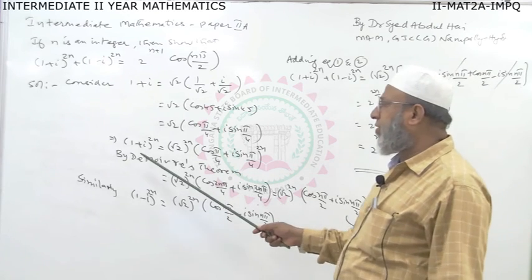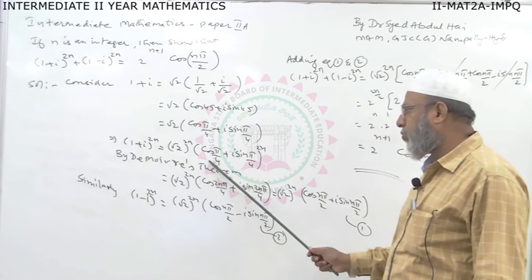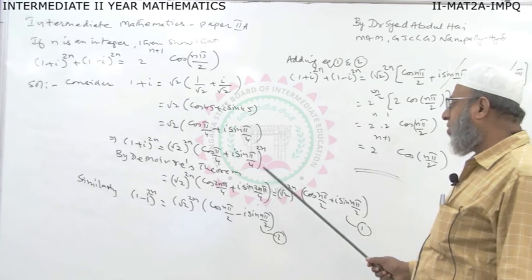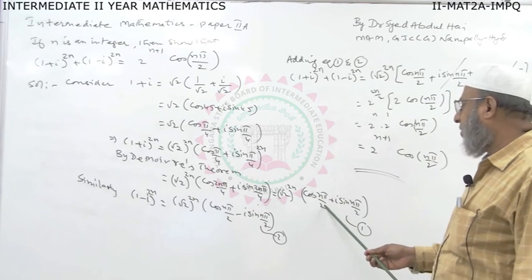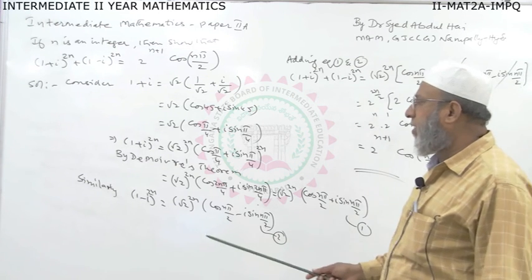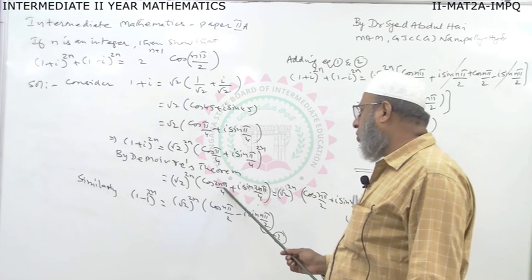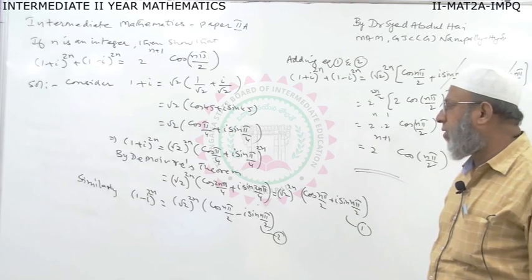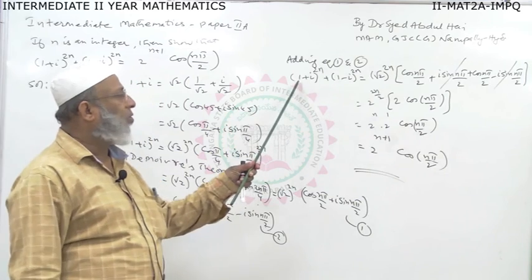Now, applying De Moivre's theorem, 1 plus i power of 2n is equal to root 2 power of 2n into cos 2n pi by 4 plus i sin 2n pi by 4. On simplification, the 2 will cancel, which gives me root 2 power of 2n as it is, and cos n pi by 2 plus i sin n pi by 2. This is my equation 1. Similarly, I can get the value of 1 minus i whole power of 2n is equal to root 2 power of 2n into cos n pi by 2 minus i sin n pi by 2. Is it clear?